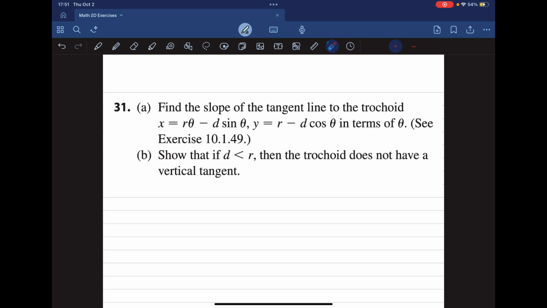That's just to get background on what a trochoid is. And I actually made a video solving this exact problem, 10.1.49. If you're interested, I will leave a link in the description.